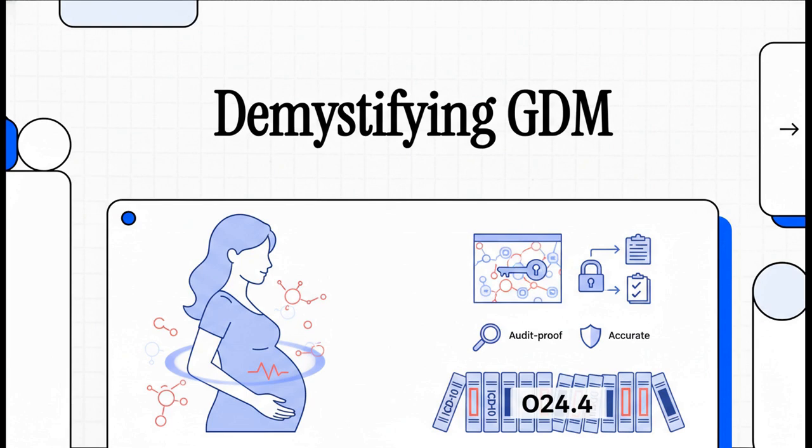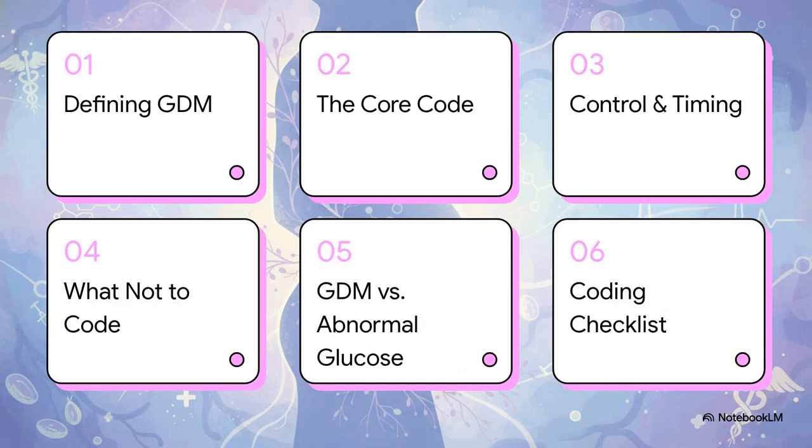Let's dive in. Okay, so here's our game plan. First, we'll get a quick handle on the clinical definition. Then, we're jumping straight to the single most important code you need to know. After that, we'll get into the nitty-gritty of control and timing, cover what not to code, super important, and clear up a really common mix-up. And we'll wrap it all up with a simple checklist to make sure it all sticks. Sound good? Let's get started.